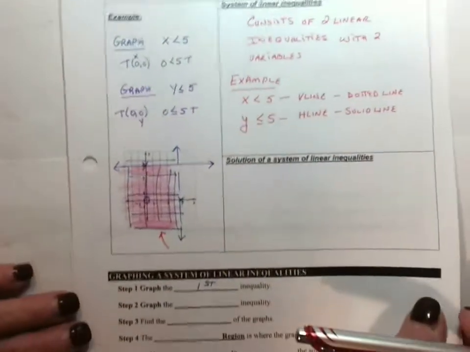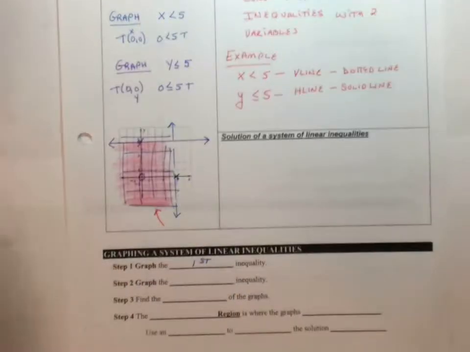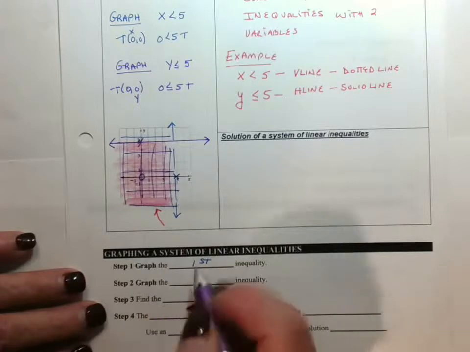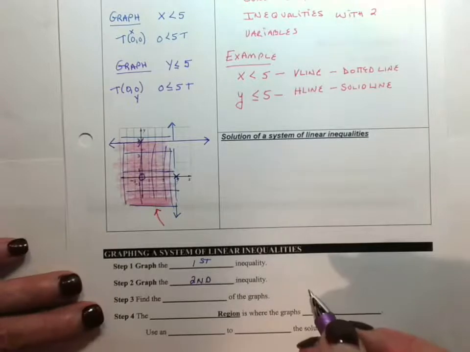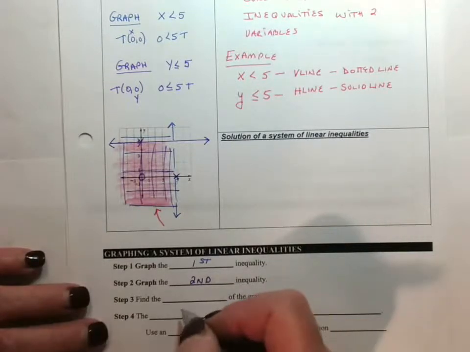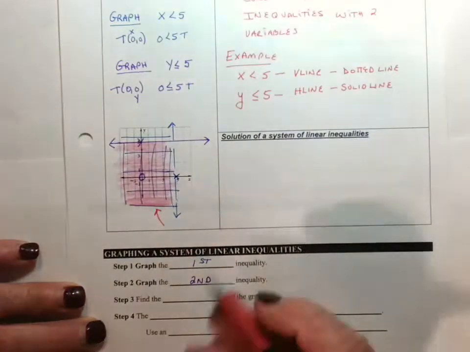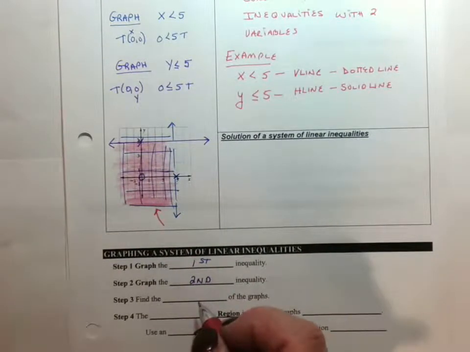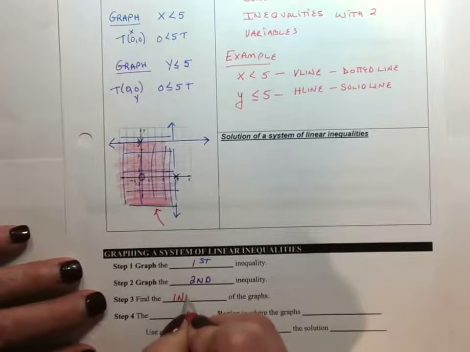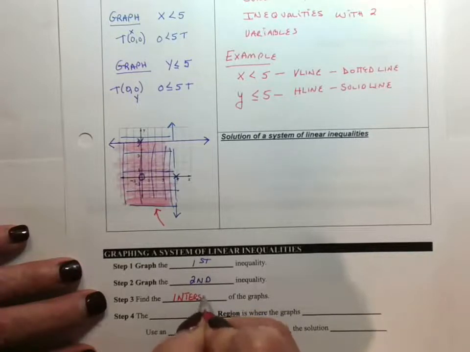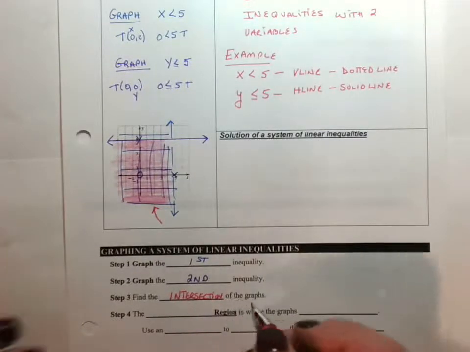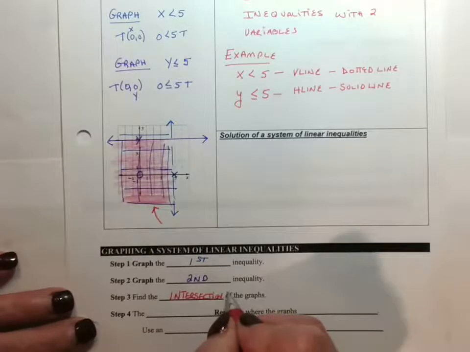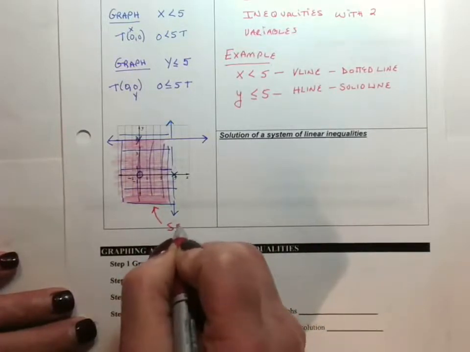Oh, down here, we missed our second step, which is to graph the second inequality. Our third step is to find the intersection of the graphs. And the intersection, we're going to label that the solution region.